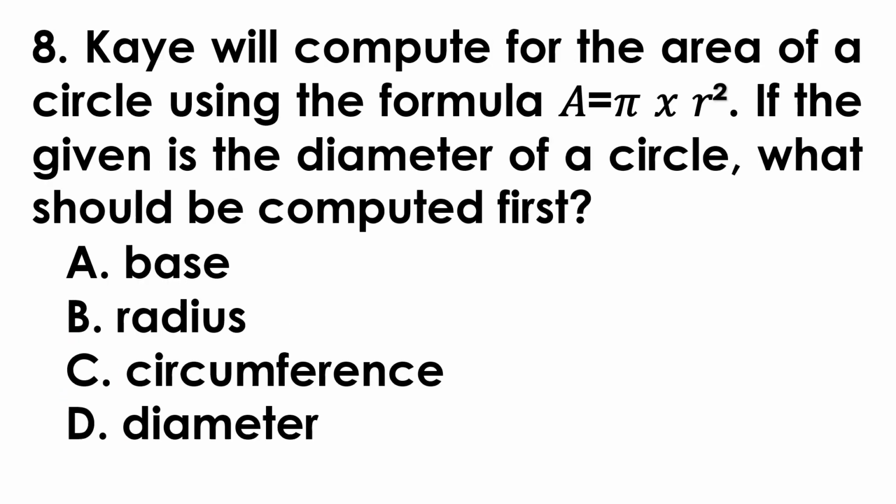Number 8. Okay, we'll compute for the area of a circle using the formula A is equal to pi times R squared. If the given is the diameter of a circle, what should be computed first? O, dahil diameter ang given, ano ang unang i-compute natin? A, base, B, radius, C, circumference, or D, diameter? The correct answer is letter B.